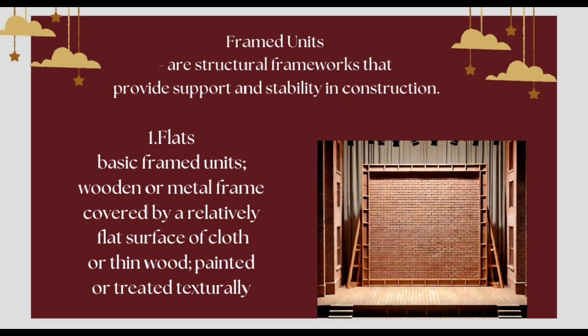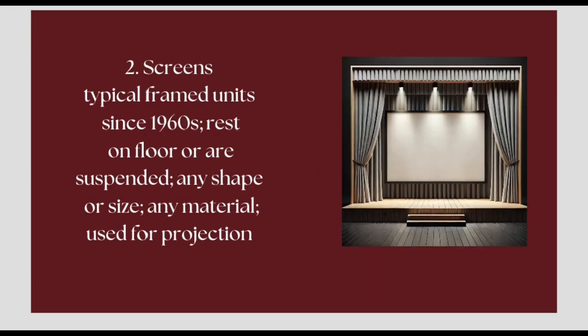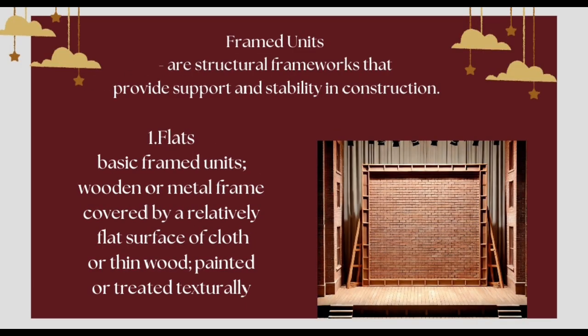And for the frame units, it includes the flats and screens. So frame units are structures with a solid frame that gives support and stability to the set. And first, flats. They are the basic frame units made of wood or metal. It is covered with cloth or thin wood. They are usually painted or textured to create walls or other flat surfaces on stage.